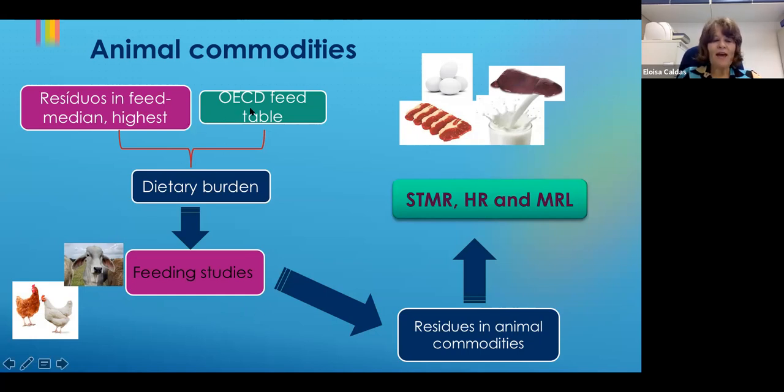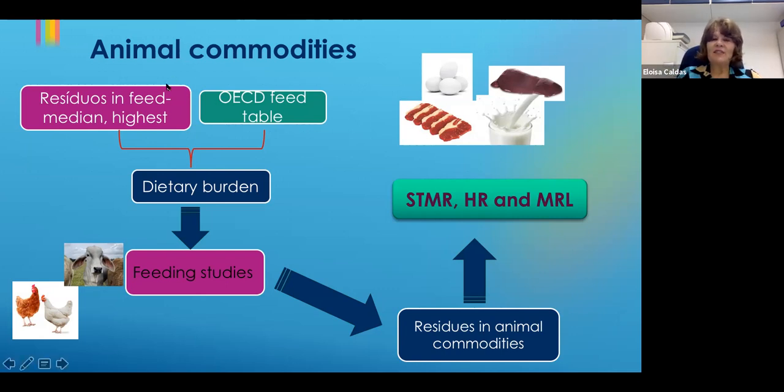And then you have what we call the OECD feed table. I'm going to show you later what the OECD feed table is. It's basically our food consumption table for humans. So there is a feed consumption table for farm animals, and that feed consumption table was put together by the OECD.